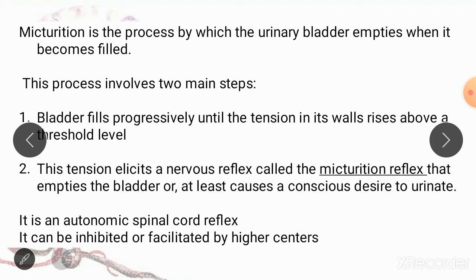First of all, the bladder begins to fill progressively with urine until the tension within its walls rises above a threshold level, a certain level, and after this the tension elicits a nervous reflex which leads to the emptying of the bladder, or at least it causes a conscious desire to urinate, and this is known as the micturition reflex.